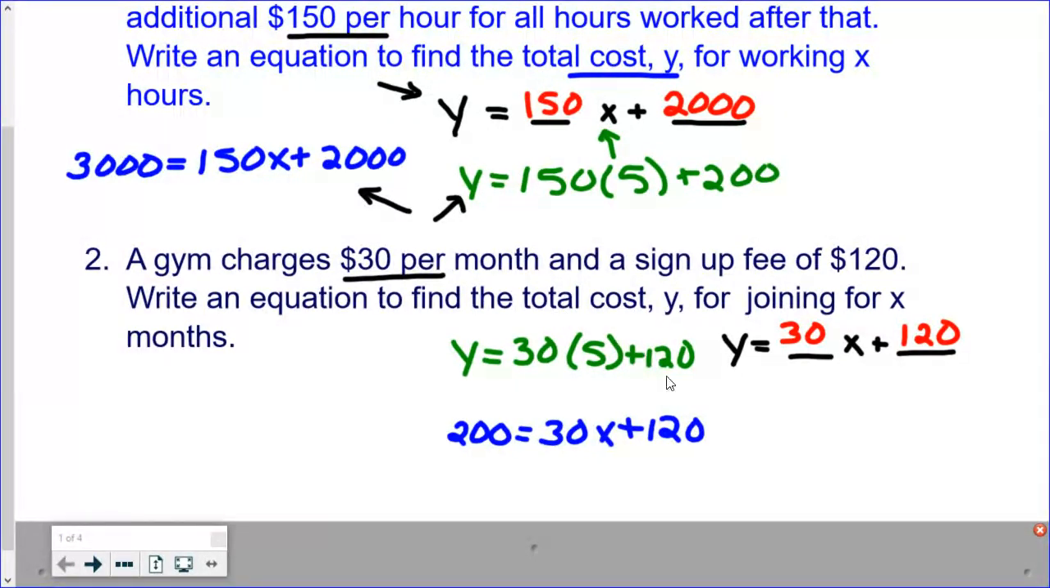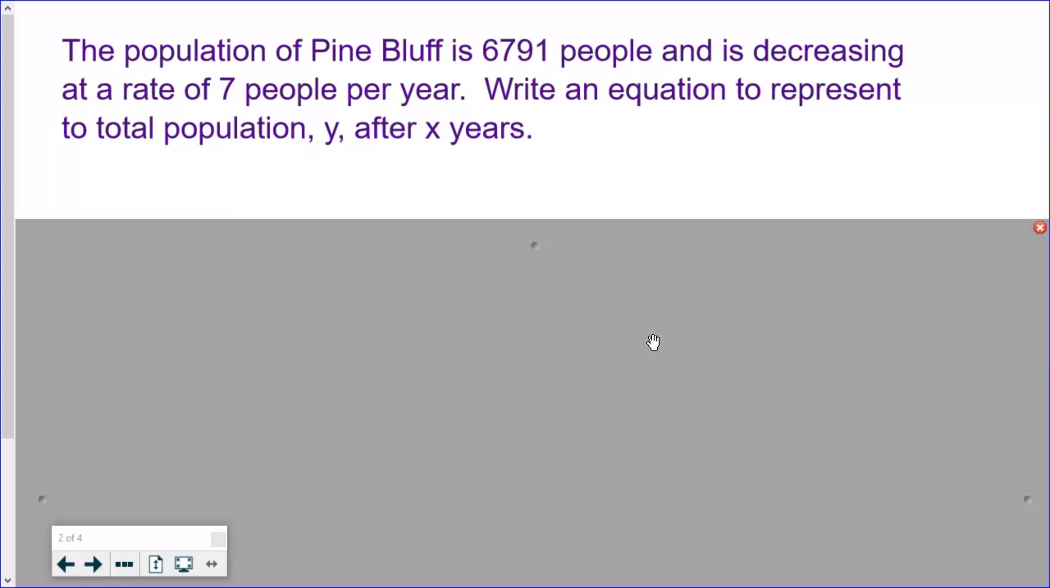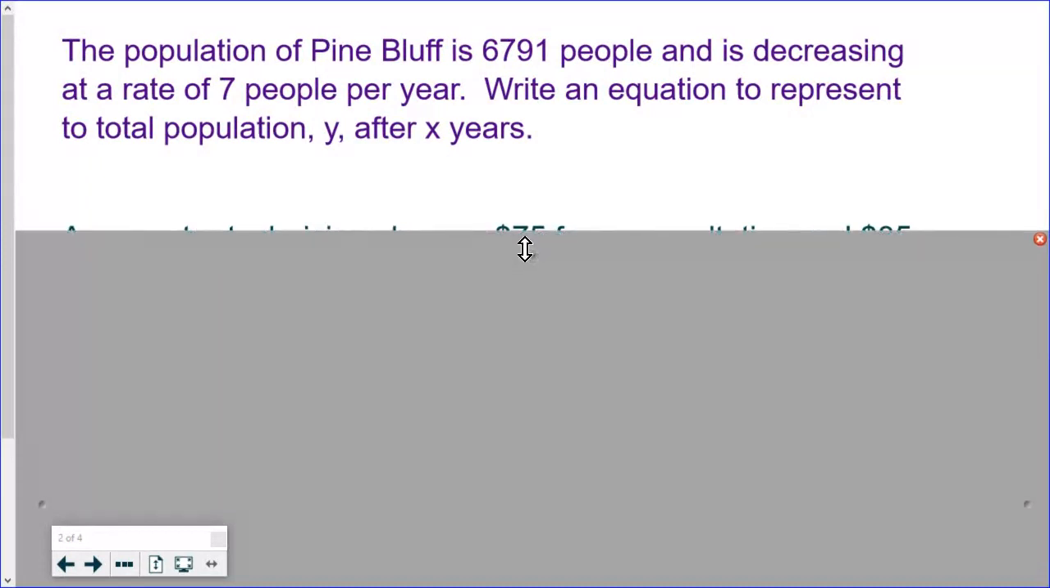But for the most part, we just want to write the equations. That's the black and red one. So write the equation just means write the y equals mx plus b equation. Okay, a population of Pine Bluff is that number and is decreasing at a rate of 7 people per year. So note, here's my per, but note it's decreasing 7 people per year.